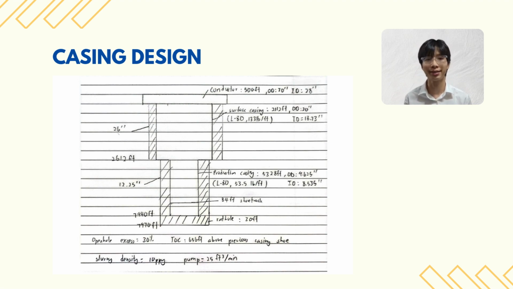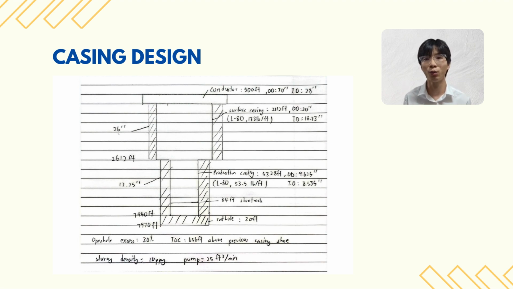2,612 feet, and the outer diameter is 20 inch, and the inner diameter is 18.73 inch. For the surface casing, we decided to use grade L80 and a nominal weight of 133 pounds per foot, because our environment is corrosive as it includes H2S. And we are using a 26 inch bit size for our surface casing.